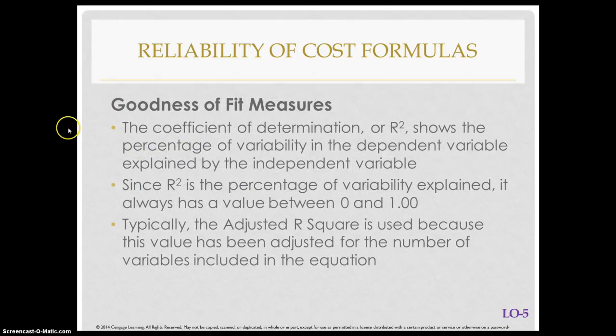So the goodness of fit measure is the coefficient of determination, or R squared, which shows the percentage of variability in the dependent variable explained by the independent variable. We can see that in our output here that we use for regression. Since R squared is the percentage of variability explained, it always has a value between 0 and 1. Typically, the adjusted R squared is used because this value has been adjusted for the number of variables included in the equation.